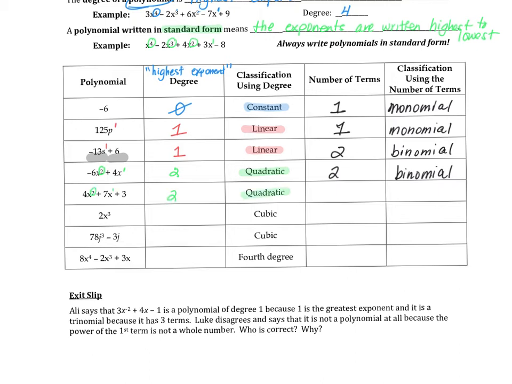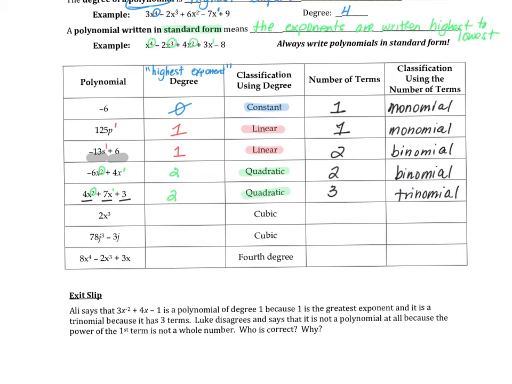How many terms do I have, though? I have 3 terms, right? Here's 1, 2, 3. So it is a trinomial.